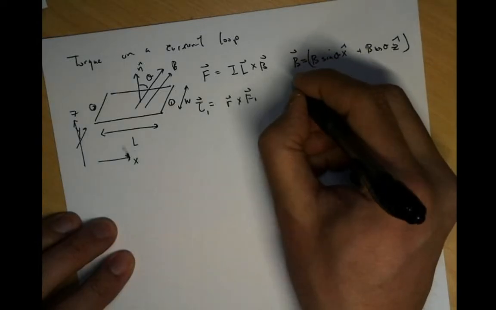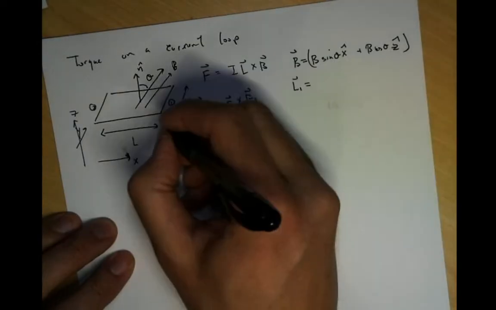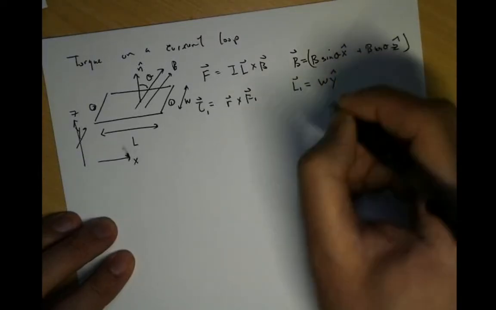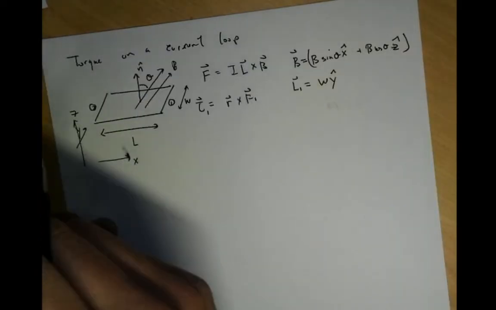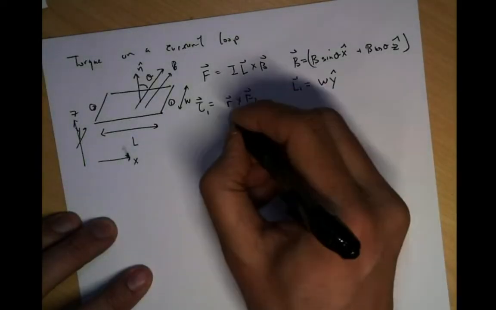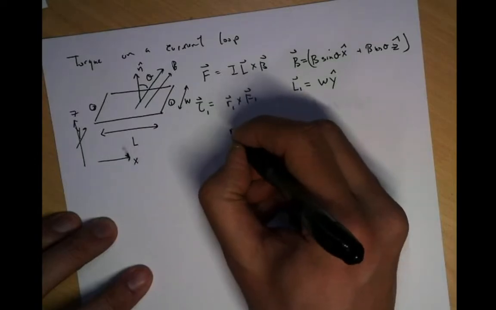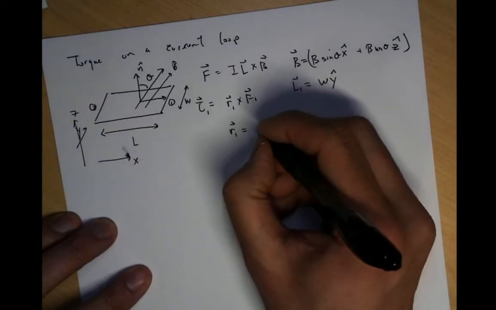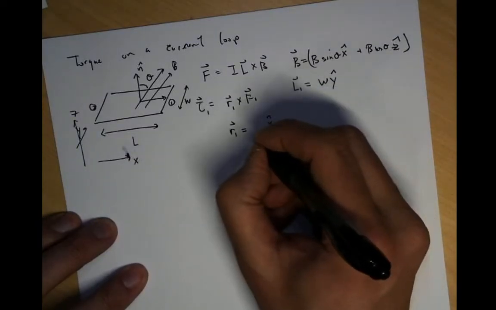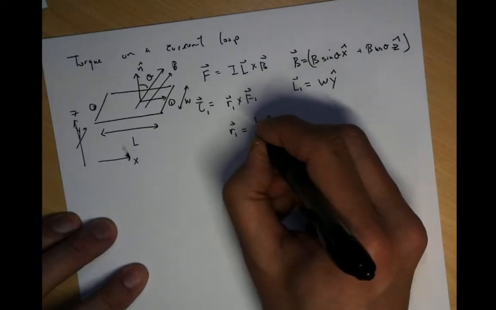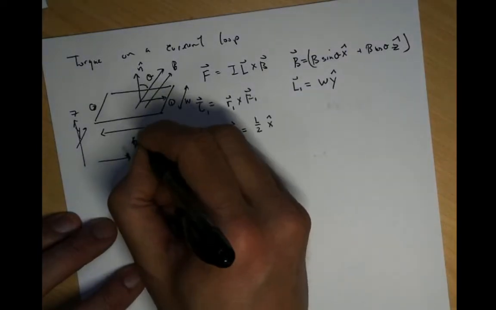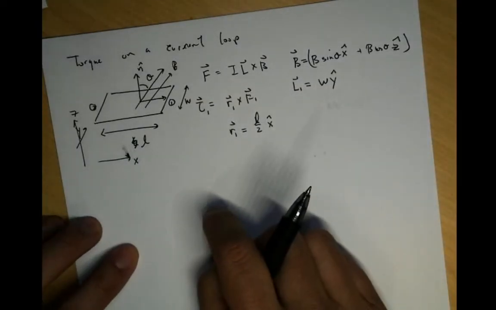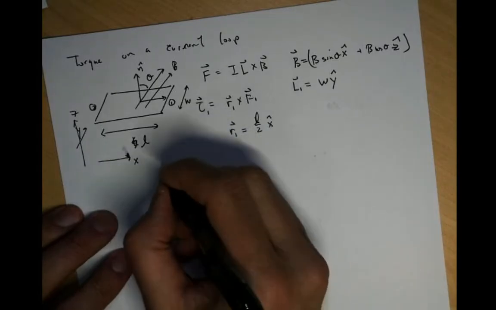L for 1, well, that's going to be pointing in this direction. That's going to be W times Y hat. I is going to be whatever I is going to be. And then R1, that points from here to there. That's going to be pointing along the X hat direction, and the distance is essentially L over 2. Maybe I'll convert this to a little l just to make sure we don't get confused between the different L's. All right. Okay.